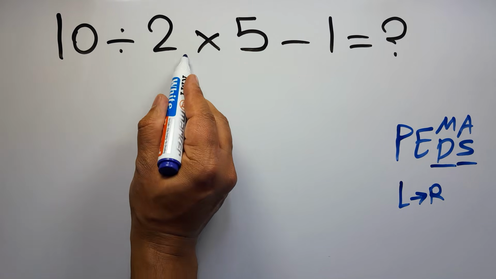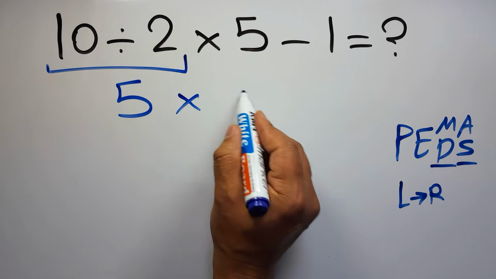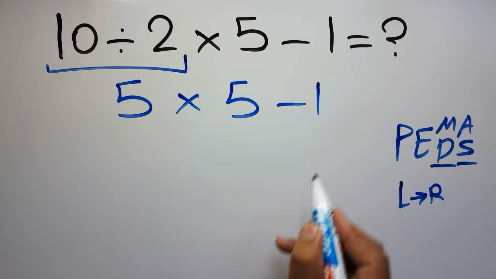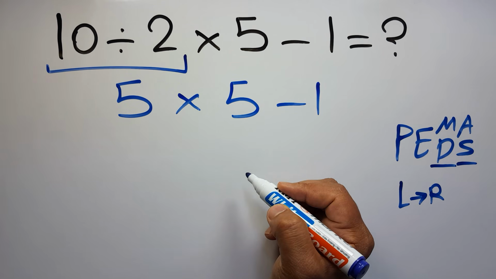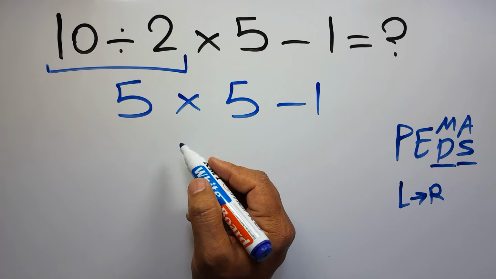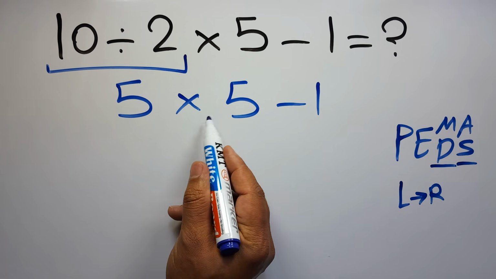10 divided by 2 gives us 5. So we have 5 times 5 minus 1. Now we have one multiplication and one subtraction. Multiplication has higher priority than subtraction. Okay, so first we have to do this multiplication.